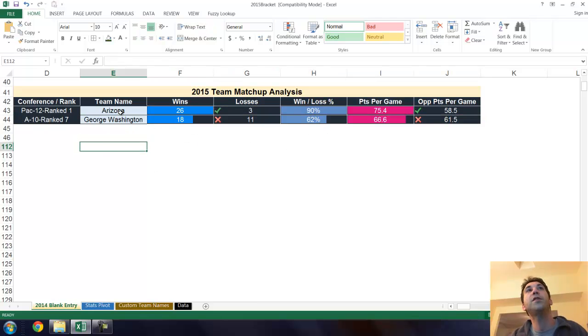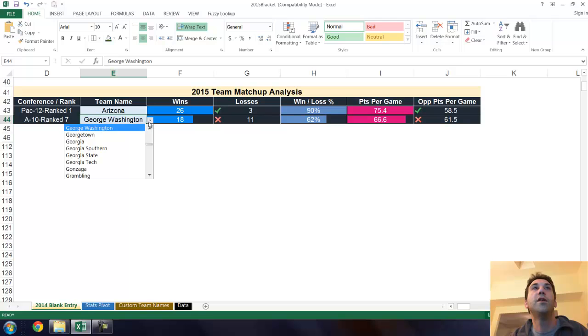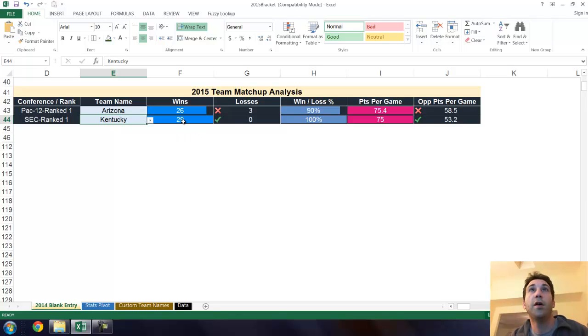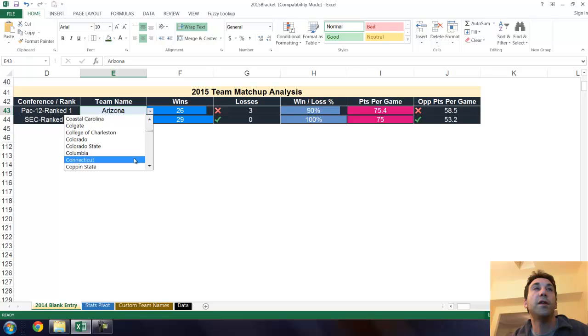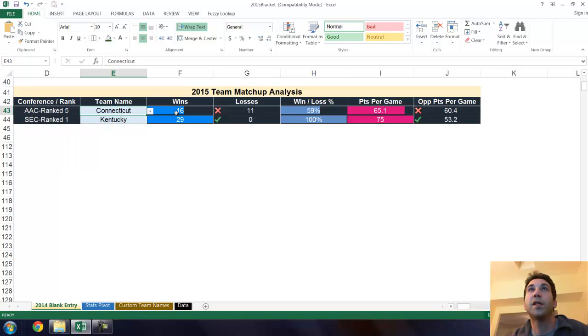So you can do this for any two teams. You can say, well, what happens if Arizona takes it deep and then they end up playing a team like Kentucky, which is 29-0? I mean, look at that. Points per game is a little less, and the opponent's points per game is very good. What happens if Kentucky would play Duke? Let's see. Connecticut. What happens when Kentucky plays Connecticut? Look at that. Connecticut, I guess, not as strong this year as usual.